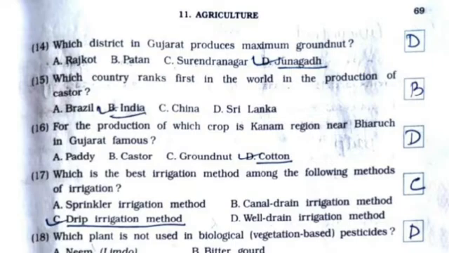15th, which country ranks first in the world in the production of castor? It's option number B, India. 16th, for the production of which crop is Kannam region near Bharuch in Gujarat famous? It's option number D, cotton. 17th, which is the best irrigation method among the following methods of irrigation? It's option number C, drip irrigation method.